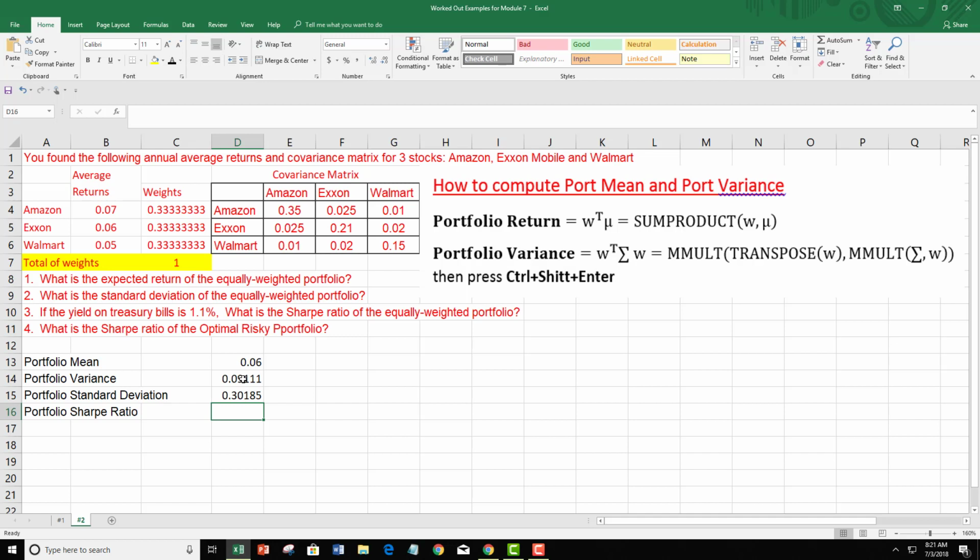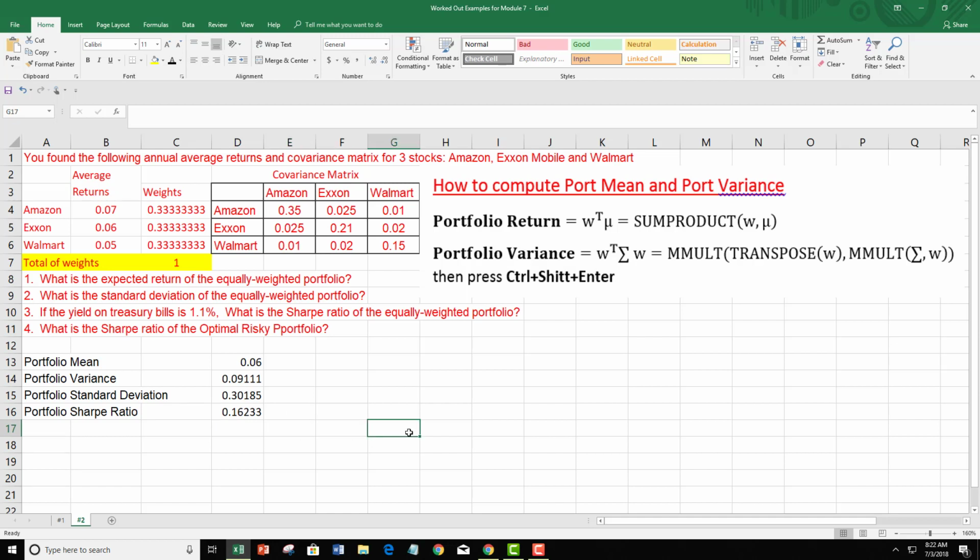So once you have the portfolio mean and the portfolio standard deviation, you can compute the Sharpe ratio. Remember, the Sharpe ratio is always equal to the average return of the portfolio minus the risk-free rate over the standard deviation of the portfolio. So the average return of the portfolio right here minus the risk-free rate given to us here, which is 1.1%, and bracket close over the standard deviation. So that gives us the Sharpe ratio. That means we computed the portfolio mean, portfolio standard deviation, and portfolio Sharpe ratio, and that answers the first, second, and third questions.